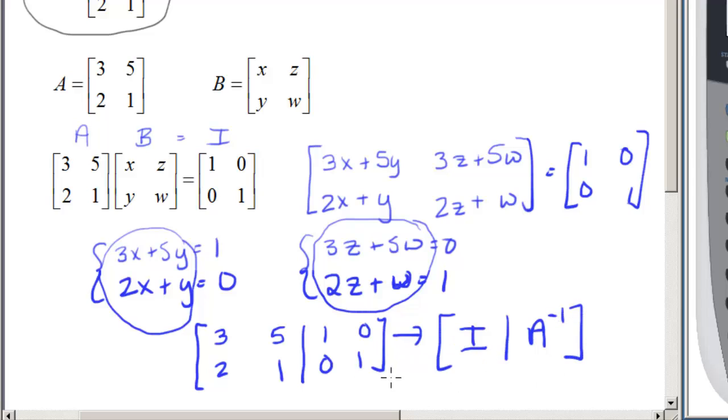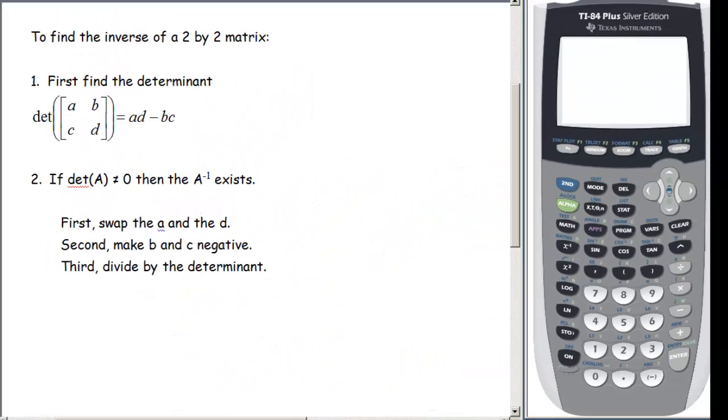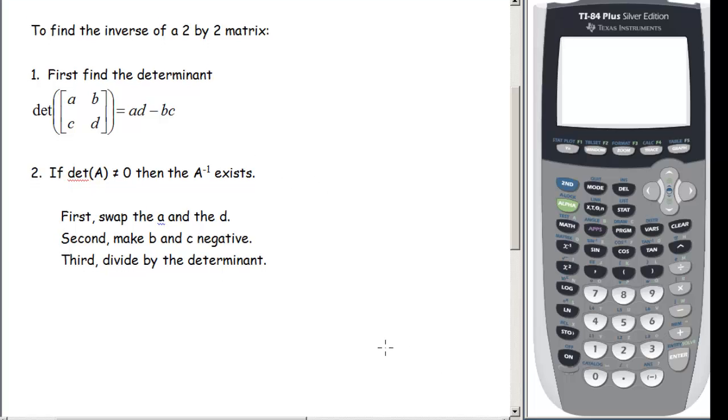So if you were doing row operations in class, you would do the row operations to turn this matrix over here into the identity and this over here into the inverse. Now luckily for 2 by 2 matrices we have a quicker, easier method, and then we can always use our calculator to do these for us too. Okay, so let's learn a really quick and easy way to find the inverse of a 2 by 2 matrix.